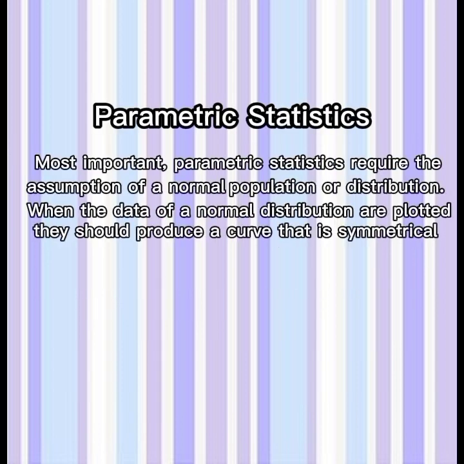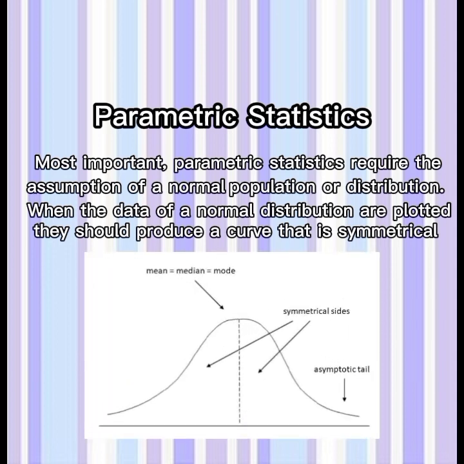Parametric statistics. Most important, parametric statistics require the assumption of a normal population or distribution. When the data of a normal distribution are plotted, they should produce a curve that is symmetrical. Its mean, median, and mode should all coincide, and there should be a constant area or proportion of cases between the mean and an ordinate, which is a given distance from the mean in terms of standard deviations.